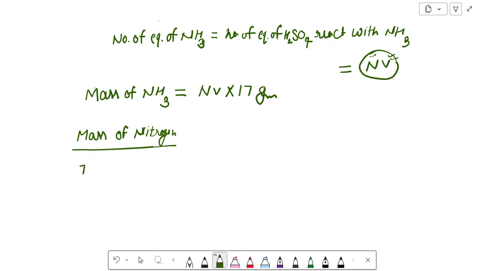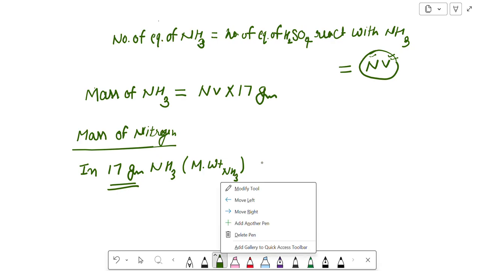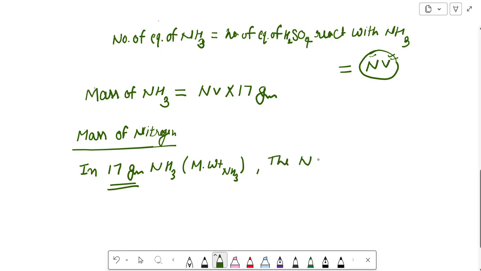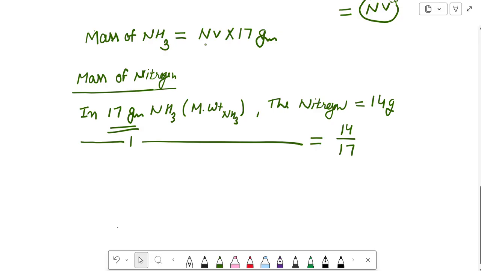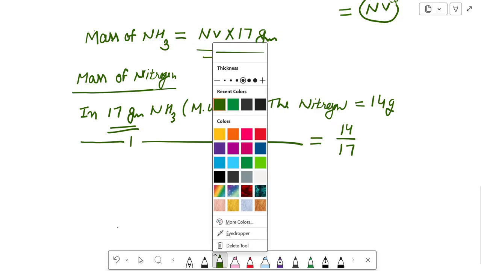In 17 gram ammonia, what is 17 gram? 17 gram means that is the molecular weight of ammonia. The nitrogen present is 14 gram. So if we are taking 1 gram ammonia, then in 1 gram ammonia nitrogen is 14 by 17. We have the ammonia mass NV into 17.